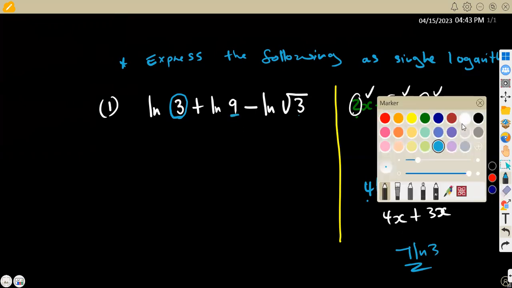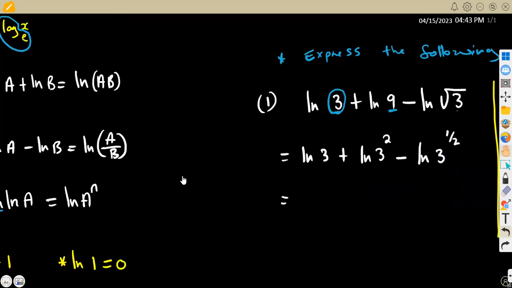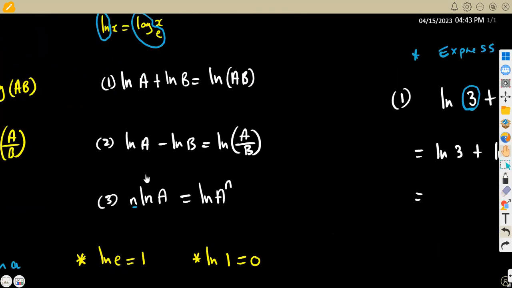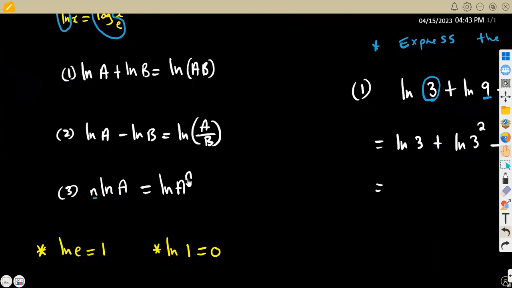So this can be given as ln 3 plus ln 3 to the power of 2 minus the square root. Remember, from your exponents, square root means to the exponent of a half. So we can drop the exponents from this law now. Here we saw that if a number is multiplying a log, it can be raised to be an exponent, which means if it is an exponent, we can drop that exponent to multiply the log.